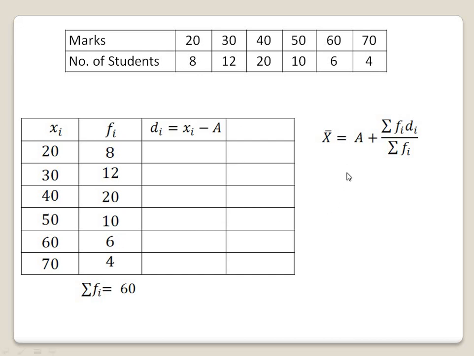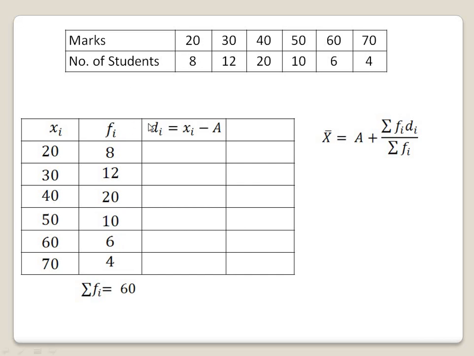Let us see how to find the assumed mean. Here xi's are given: 20, 30, 40, 50, 60 and 70. The mid values are 40 and 50. If we leave 20 and 30, the lower two values, and 60 and 70, the upper two values, then 40 and 50 are the middle values. We can take a, that is assumed mean, as 50 or 40. Since these two values are in the middle, we can take either one. We can take 40 here as assumed mean.